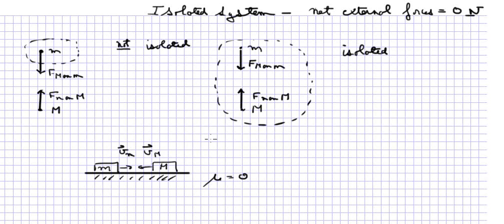One concept we're going to need is the idea of an isolated system. An isolated system is a system where the net forces are 0 newtons. So let's consider 3 examples.